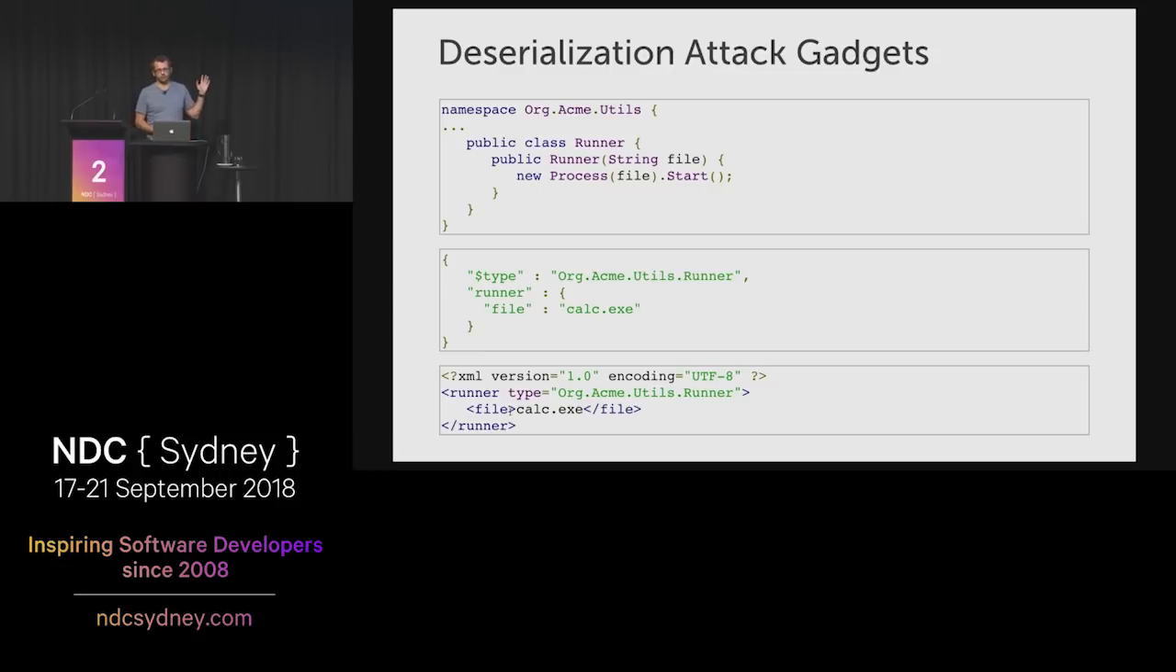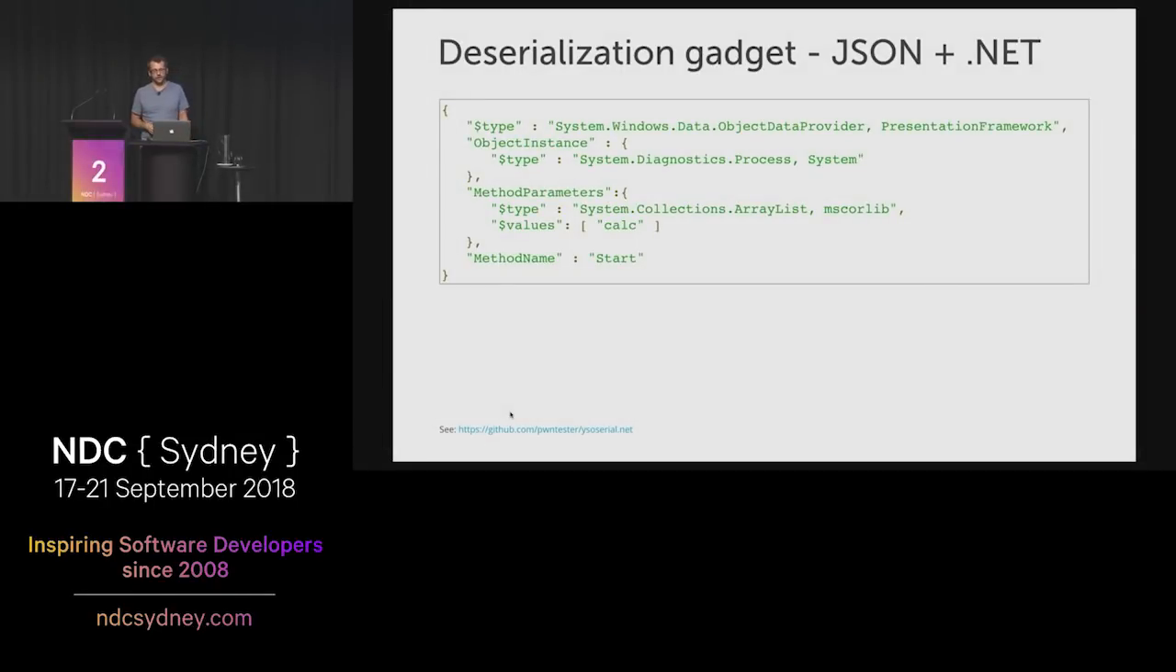But this is a bit oversimplified, because usually we don't have things like this lying around. So we have to change stuff. And this is one example for a .NET deserialization gadget, which is using something called object data provider in the presentation framework. And then it's doing some stuff to bring in a process, and then an array list of arguments, which in this case is the calculator. And then it invokes the method called start on this.